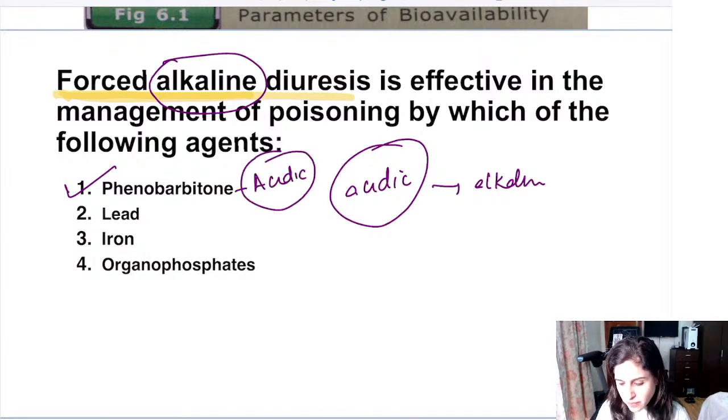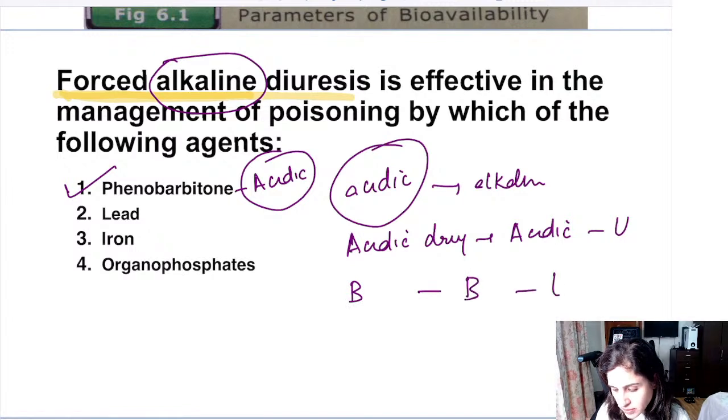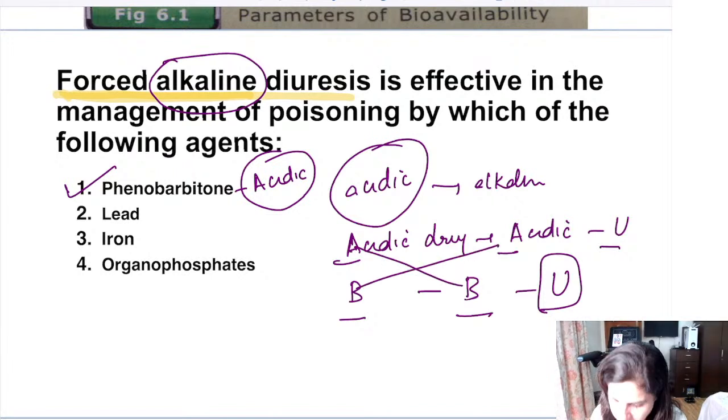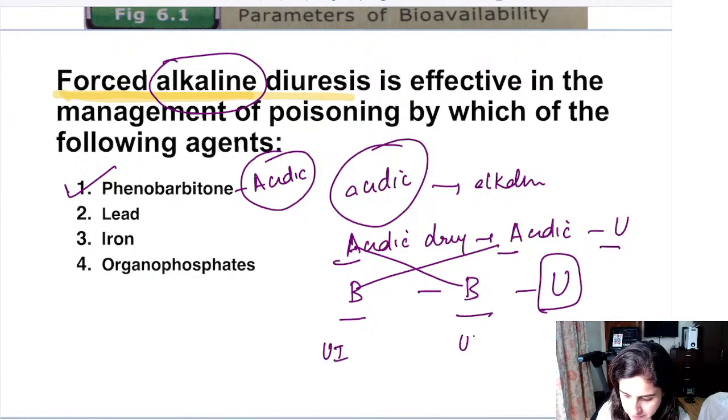So always remember this rule. An acidic drug remains unionized in acidic media. AAU and BBU. Basic drug, basic media, unionized. Acidic drug, acidic media, unionized. And if you do the opposite, acidic drug in basic media or basic drug in acidic media, that will be ionized.